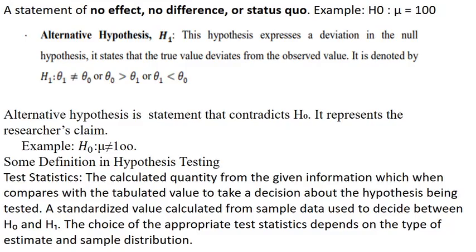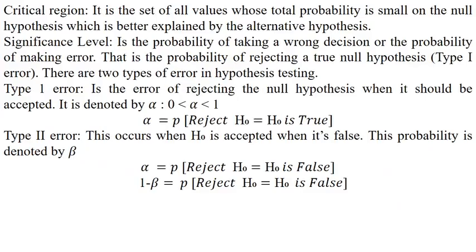The choice of test that we want to use in statistical inference depends on the type of estimate and the sample distribution, that is, the distribution of the sample we are using. Then we have the critical region. The critical region is the set of all values whose probability is small under the null hypothesis, which is better explained by the alternative hypothesis.